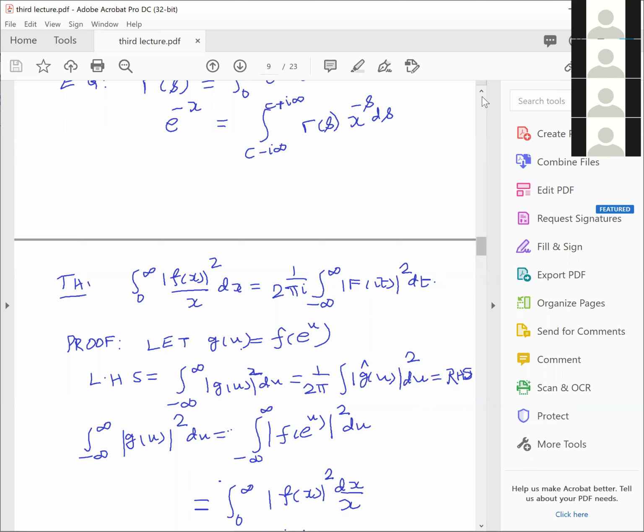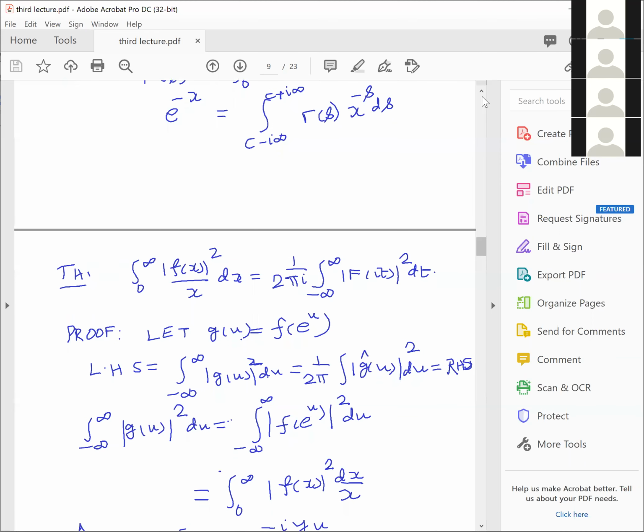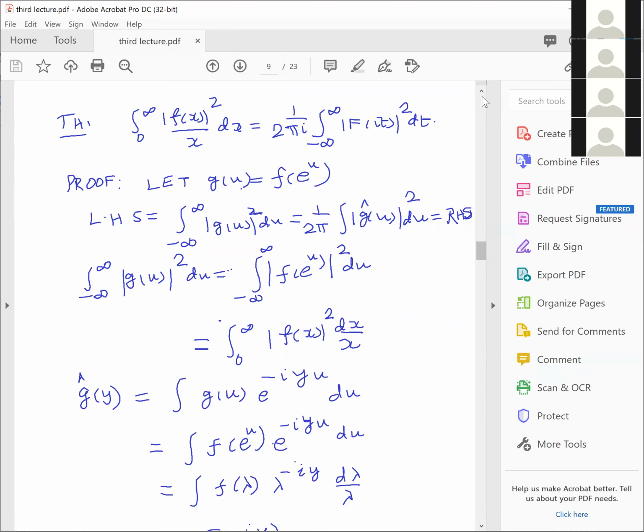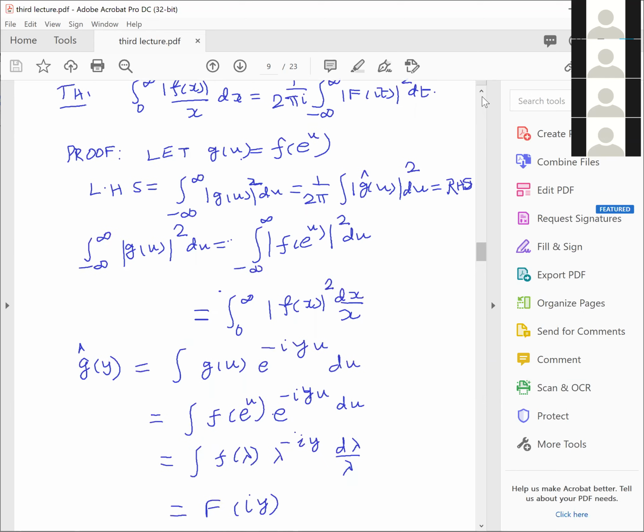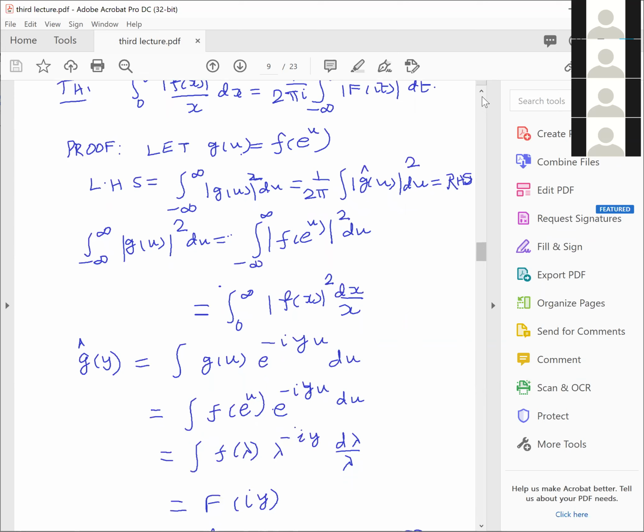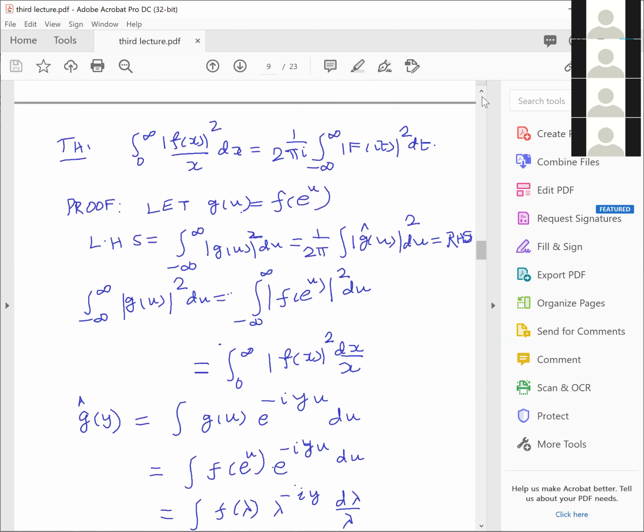And now I have to prove that the right hand side is just the L2 norm of g hat. Therefore, first of all, I should know what g hat is, and then I should take the L2 norm. G hat(y) by definition is the integral of g(u) e^(minus i y u) du, and g(u) is by definition f(e^u). Therefore, g hat(y) is the integral of f(e^u) e^(minus i y u) du. Make the change of variable e^u equal to lambda. Then this is f(lambda) lambda^(minus i y) d lambda by lambda. That is by definition the Fourier transform f of iy, and therefore your g hat(y) is f of iy, and that's exactly what my right hand side is.